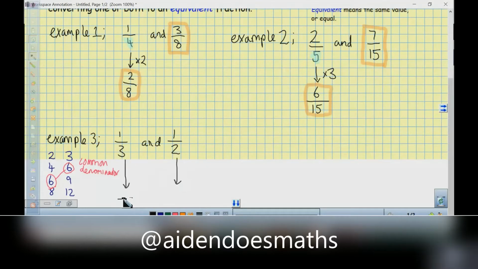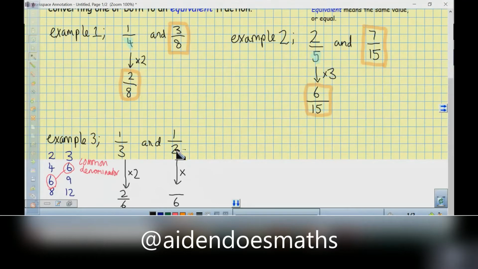Okay, so we know we want the fractions to be out of 6. Now what we need to think, we're going to do something different to each fraction, so be careful here. We're not going to do the same to both fractions. So we need to see how many times 3 goes into 6. So if we know our 3 times tables, we've written them here. 2 times 3 gave us 6. So we've done our denominator. Let's look at our numerator. 1 times 2 equals 2. So our first fraction would be 2/6.